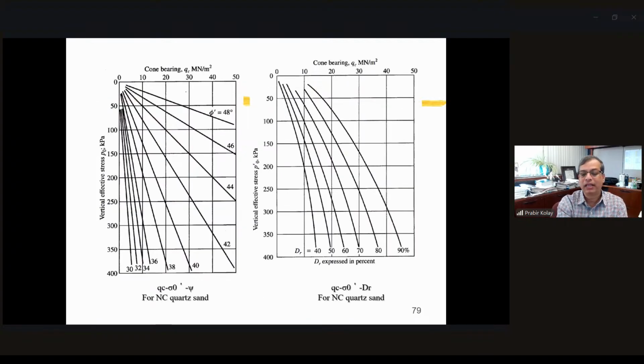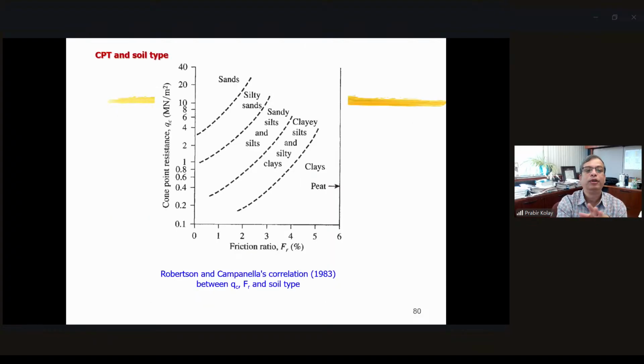Again, the vertical stress and the cone resistance. There are different cone bearing values available. I'm not going to go into detail. There are CPT charts of the soils, again the cone resistance and friction ratio. People like Lunne and Christoffersen have developed a lot of relations. If you want to read more, you can read their papers, where they developed many relations.